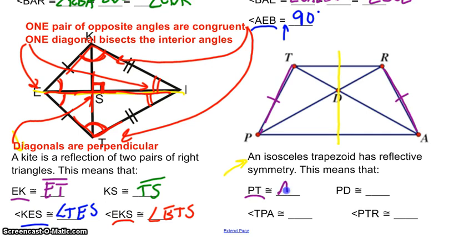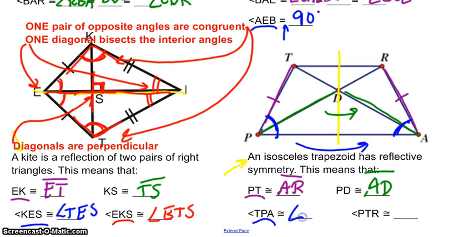So PT, I'm going to use AR right here. AR. Again, the line on top. Similarly, the diagonals, PD, let's see, it'll be congruent to AD, again, because of that reflection. AD, right there. Okay. Let's check out some angles here. So we got angle TPA right here. What will that be congruent to? Well, if I use a little bit of reflection, right here, that's congruent to angle RAP.